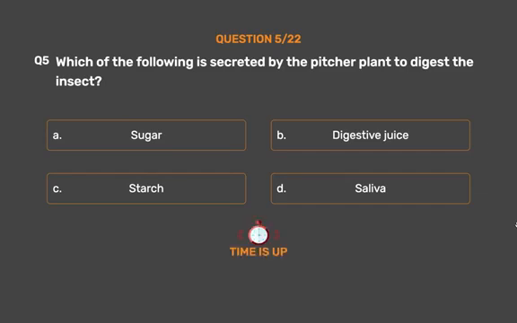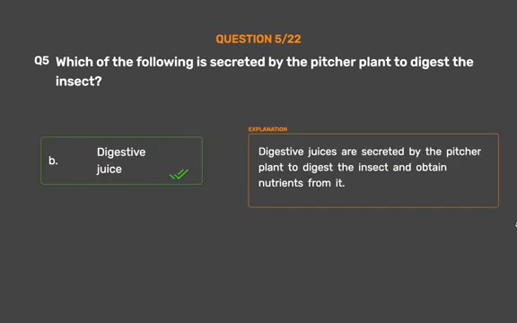The correct answer is Option B. Digestive juice. Digestive juices are secreted by the pitcher plant to digest the insect and obtain nutrients from it.